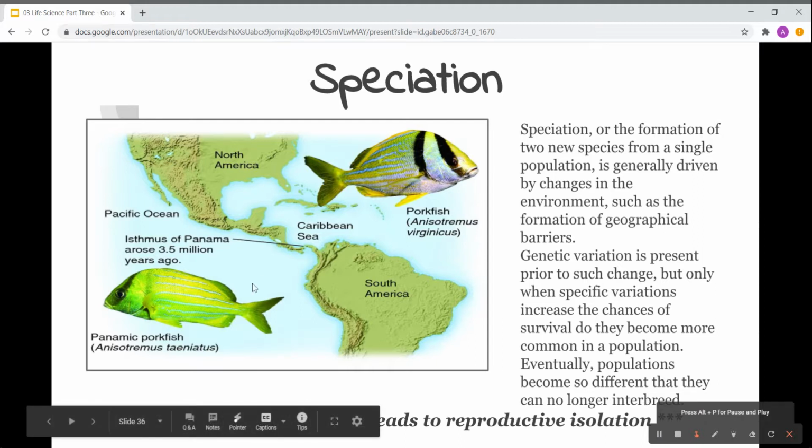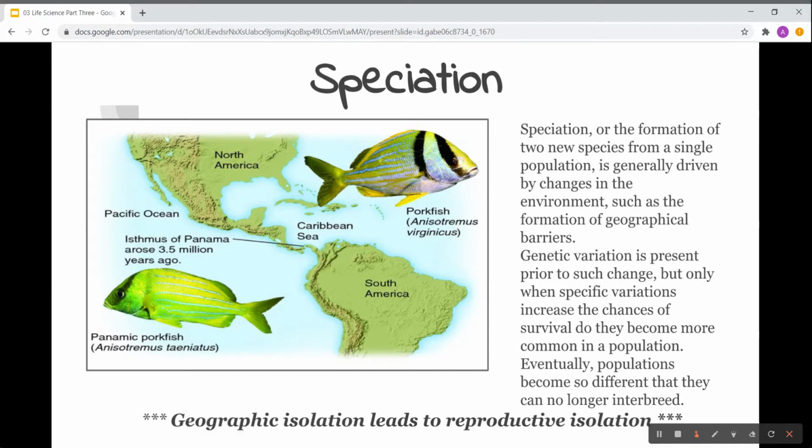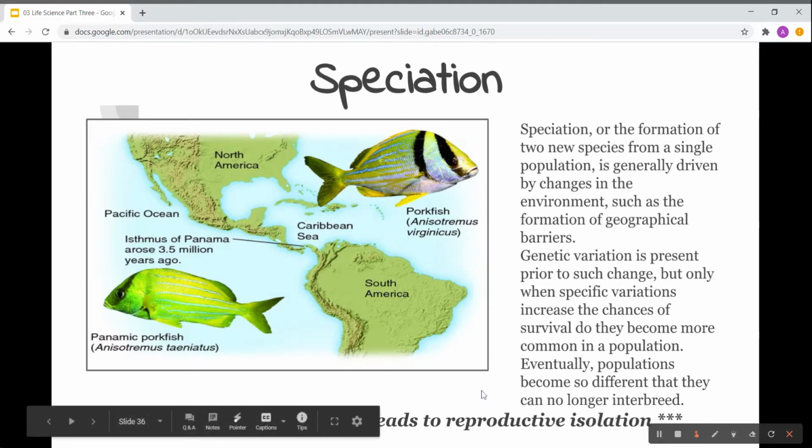So often it's by continents or seas or anything like that. That's why islands will often have different species than elsewhere. Like the Galapagos isn't really connected to much else, so that's why certain things are only present there and not anywhere else. So geographic isolation leads to reproductive isolation. There's not really much change if there's no geographic isolation.